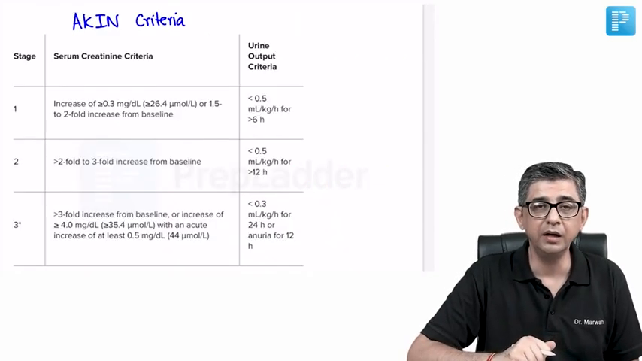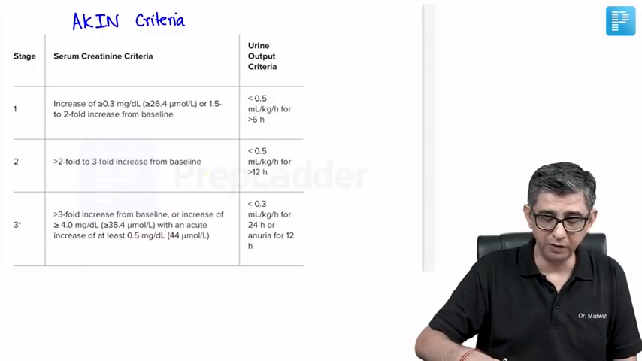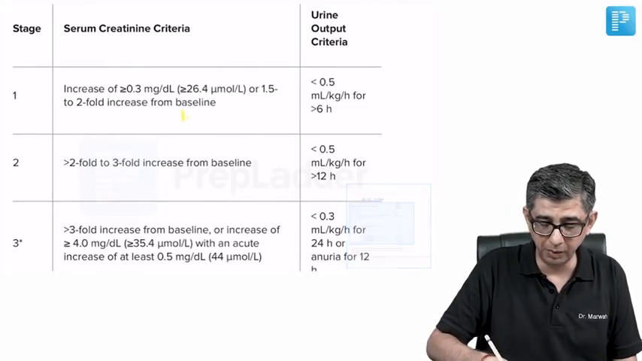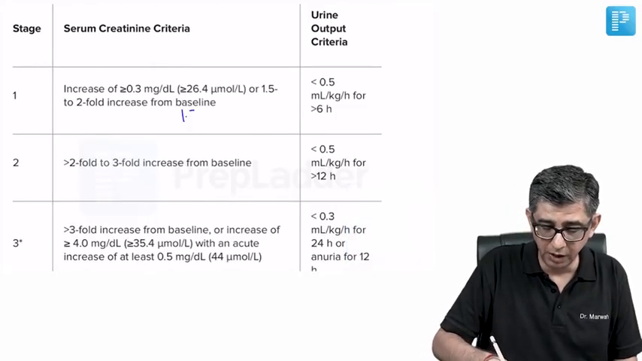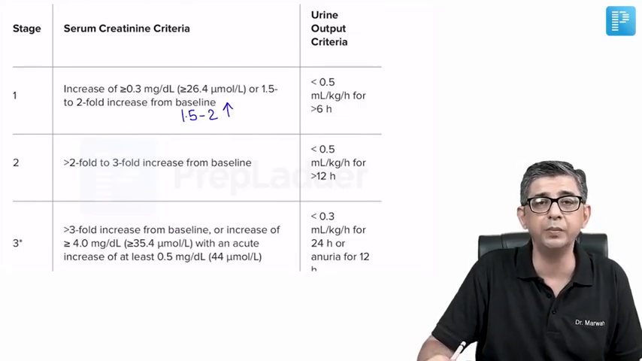As far as the AKIN criteria for diagnosis of acute kidney injury are concerned, we should be having at least a 1.5 to 2-fold increase. You just need to remember numbers here. The numbers would go like this. In stage 1, there should be at least a doubling. There should be a doubling of the value of serum creatinine.